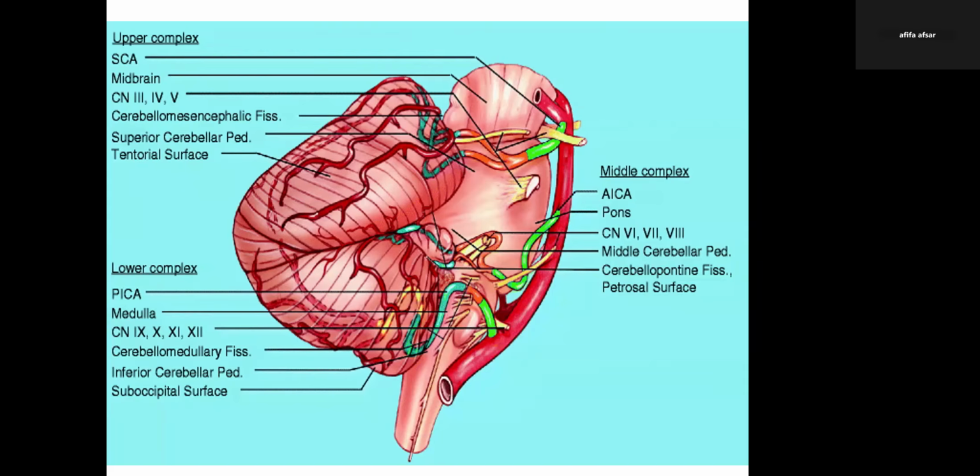The peduncle of the cerebellum that it harbors is basically the superior cerebellar peduncle. The surface of the cerebellum that is involved in forming the boundaries of the upper complex is the tentorial surface. The cranial nerves that it houses are basically cranial nerves 3, 4, and 6. The artery of the upper complex is the superior cerebellar artery, which is one of the terminal branches of the basilar, as the two vertebrals join together to form the basilar. So the last artery that it usually gives off is the superior cerebellar artery, which tends to curve around the brainstem and then supplies the anterior surface and the tentorial surface of the cerebellum as well.